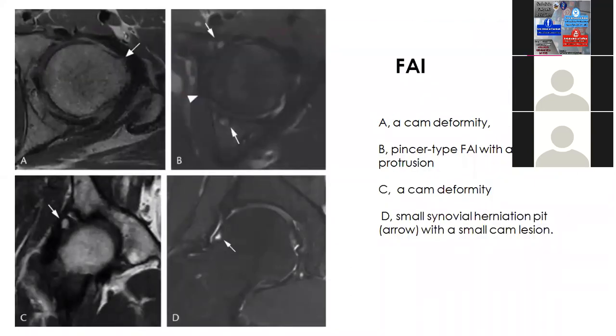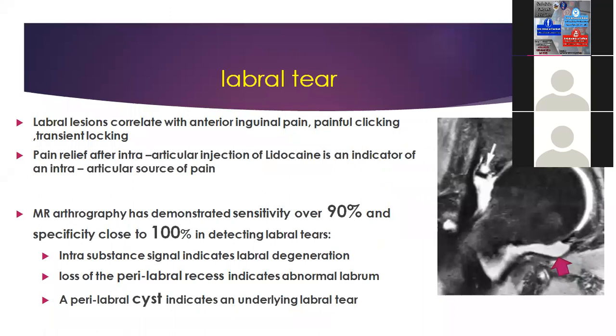Another item for the cam deformity, and this is for the pincer one. The B protrusion already for that one. I think C, it's a cam deformity again. And D, it's some synovial herniation for the small subchondral defect in that one. The labral tear.